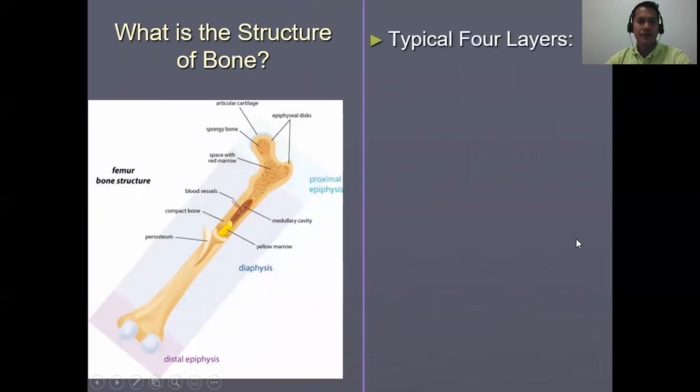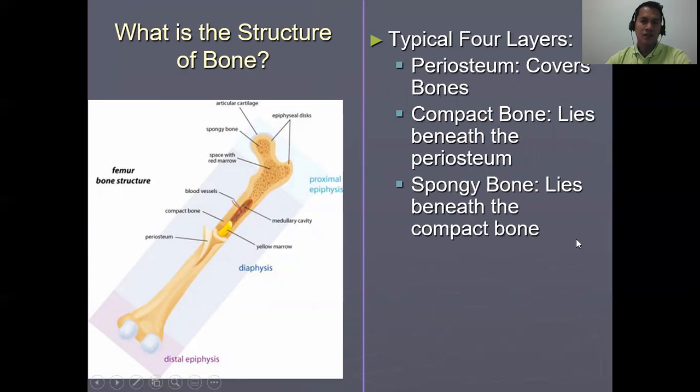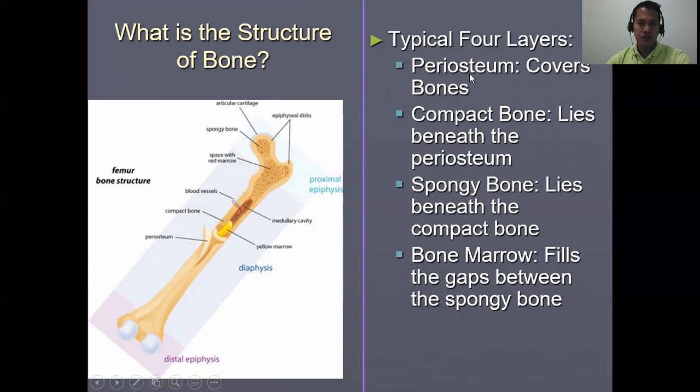Moving on. Now, there are four layers of the bones, and these are periosteum. So what is periosteum? Periosteum is the cover of the bone. So for this picture, you can see this covering, and you call that the periosteum. Underneath the periosteum, you can see compact bone. So this is the compact bone. These are the spongy bones right here, and the bone marrow. Again, we have periosteum, the covering. Underneath that is the compact bone. This is the spongy bone and the bone marrow.